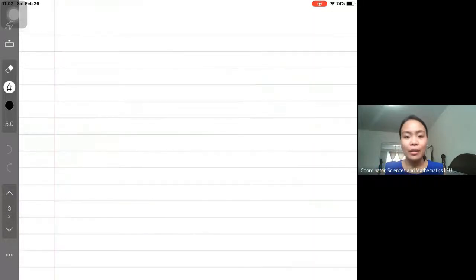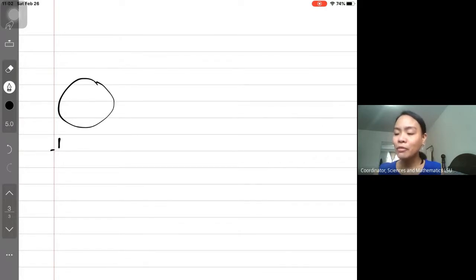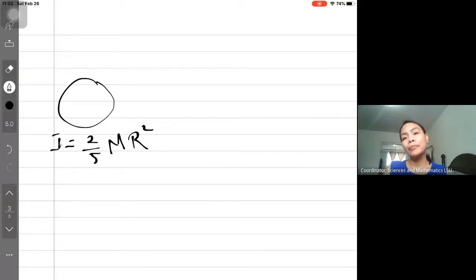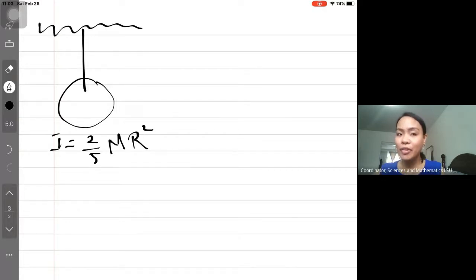Okay, it's there. All right, so what was our problem? You have a solid uniform sphere. According to the problem, your sphere has a moment of inertia 2/5 mr squared. That is already derived. Now you have a light string. You use a light string to suspend the sphere on the ceiling, and the length of the string is 3r.